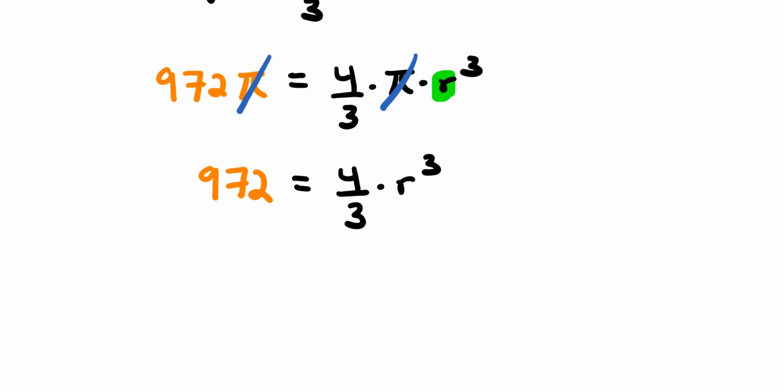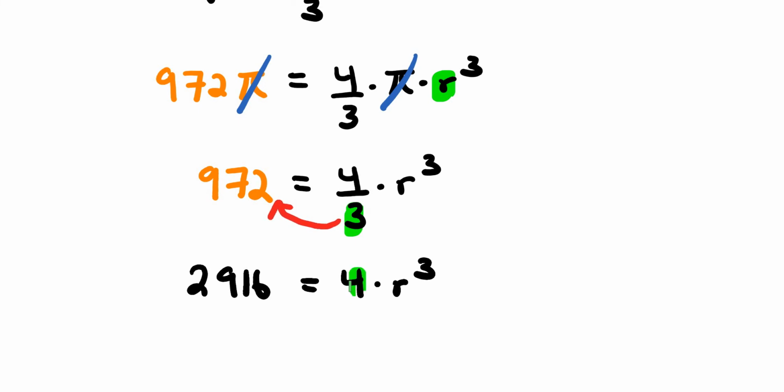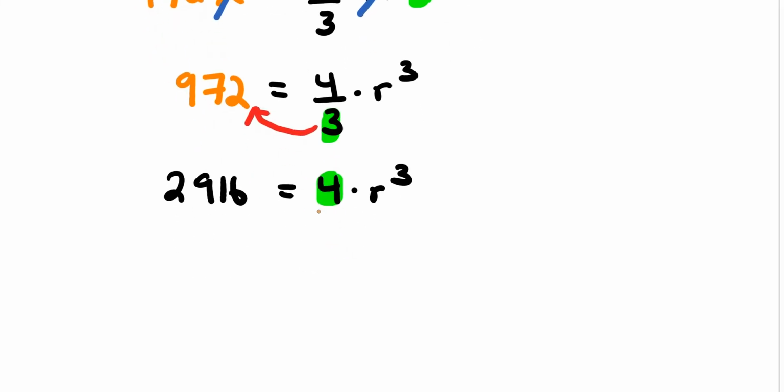Okay, now the question is, there's a few ways you can do this. How do I get rid of this 3 here? Well, you can just take that 3 and multiply it with the 972. So 972 times 3 is going to be 2,916 equals 4 times r cubed. And then how do you get rid of this 4? Well, you divide both sides by 4. All right, so 2,916 divided by 4 is going to give you 729 equals r cubed.